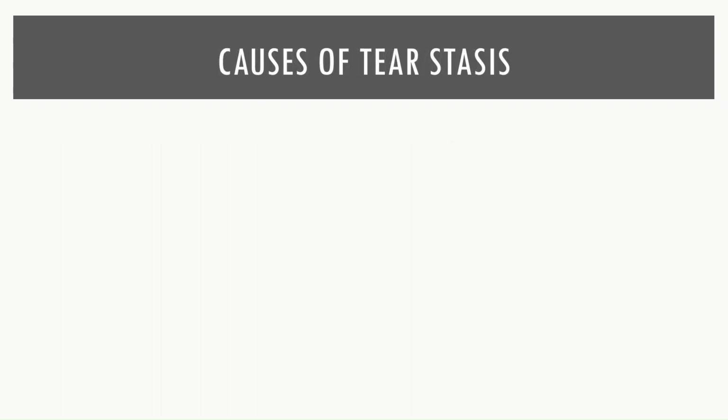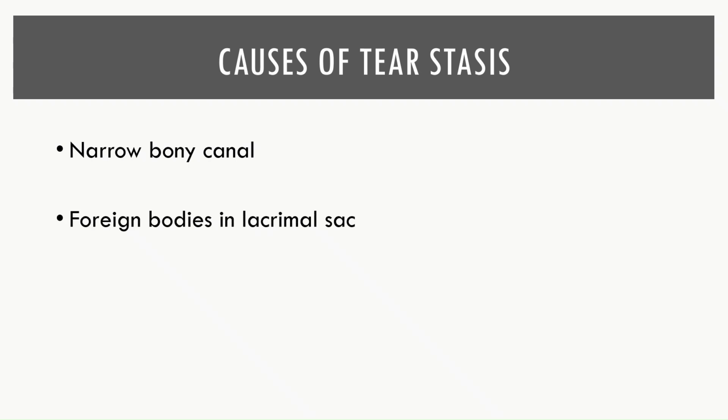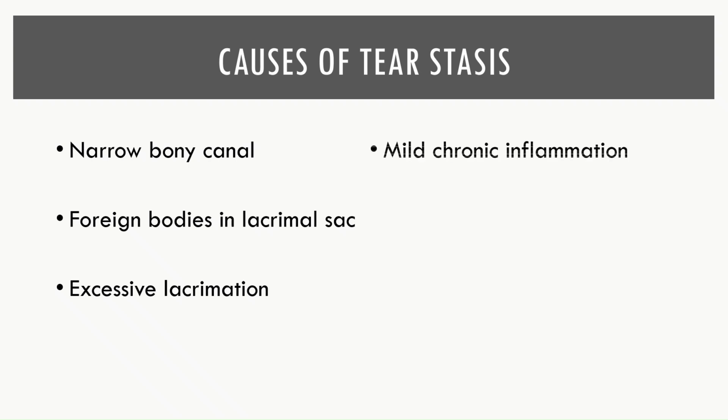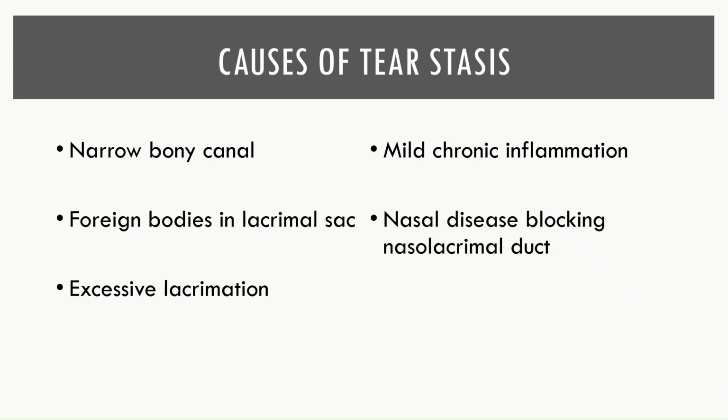The common causes of tear stasis include anatomical factors such as narrow bony canal, foreign bodies in the sac that block the opening of the nasolacrimal duct, excessive lacrimation which may be primary or reflex, mild-grade chronic inflammation of the lacrimal sac, obstruction of the lower end of the nasolacrimal duct by nasal diseases such as polyps, hypertrophied inferior concha, or marked degree of deviated nasal septum.